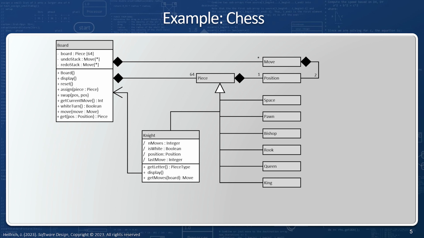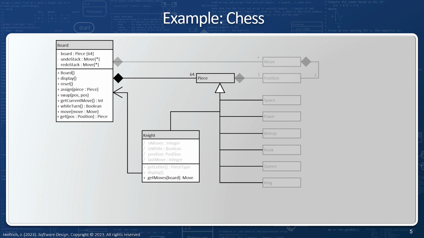What I like to do is focus on the knight. The knight really only has 3 methods: get letter, display, and get moves. But particularly, I want to create a unit test only on get moves. So get moves is going to depend upon board. So what I really want to do is only test get moves with my unit test.